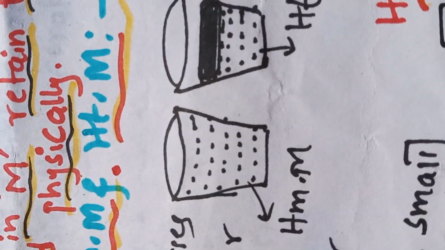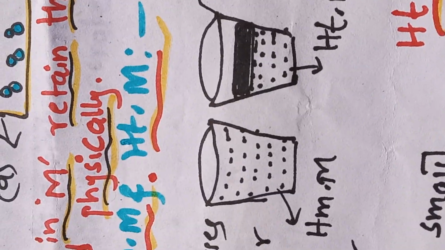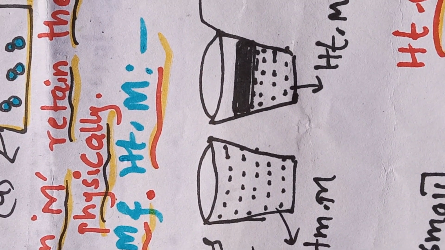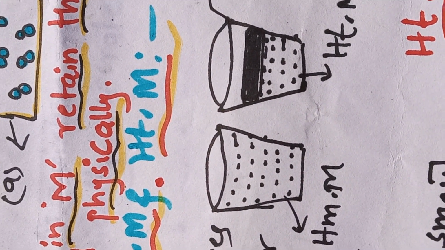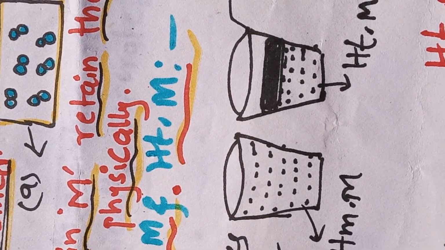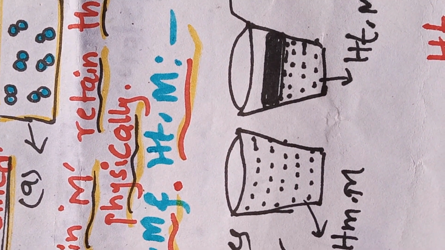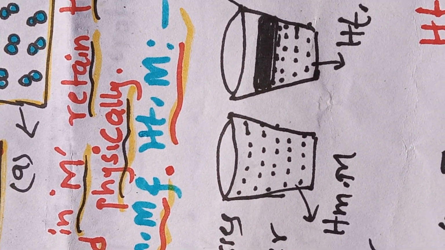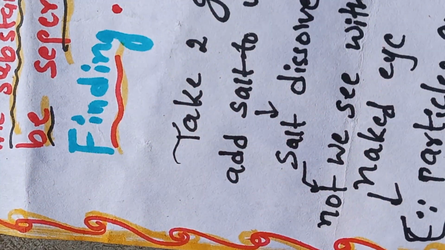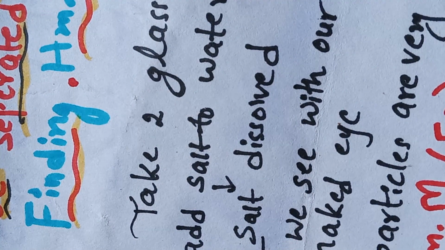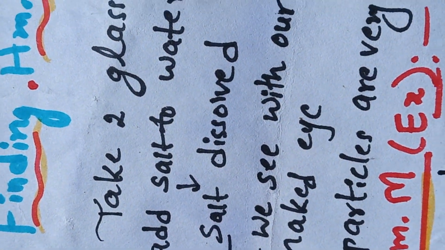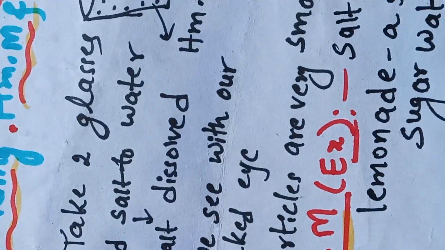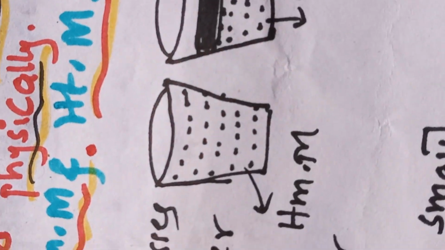First, for example, we have to take two glasses. In the first glass we take water and add salt to it and stir for some time. Then after some time we will not see the salt with our naked eye. Such types of mixtures are known as homogeneous mixtures. Here we take two glasses, add salt to water, and the salt dissolves. We cannot see it with our naked eye because the particles are very small in a homogeneous mixture.